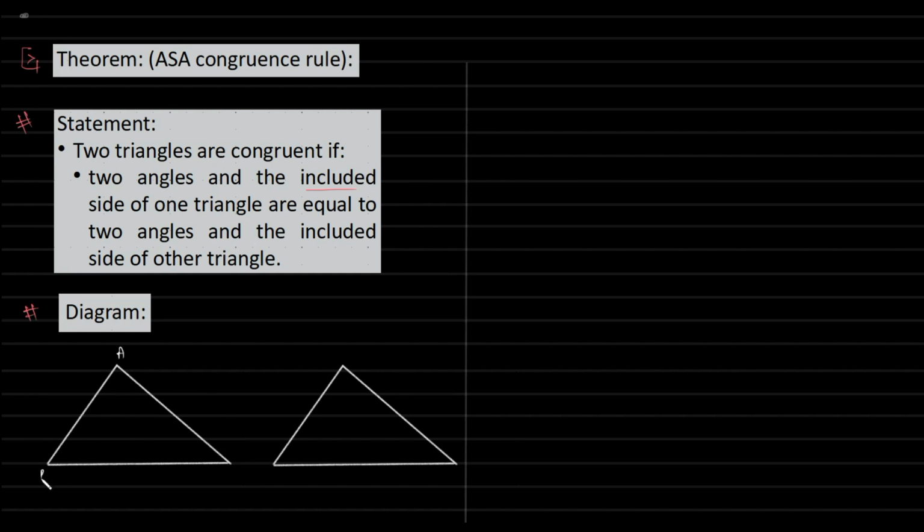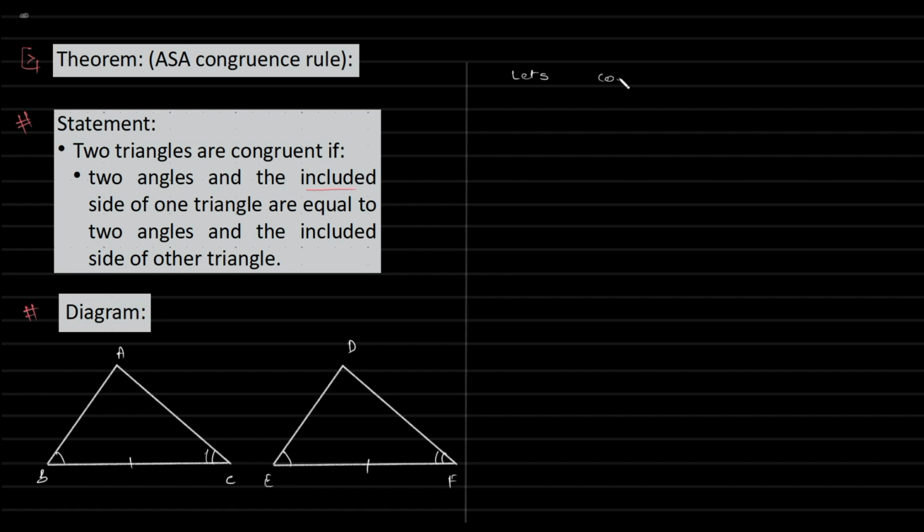So let's consider triangle ABC, which is congruent to DEF. We need to prove that. So here angle B is equal to angle E, angle C is equal to angle F, and the included side BC is equal to EF. Okay, so we need to talk about this.